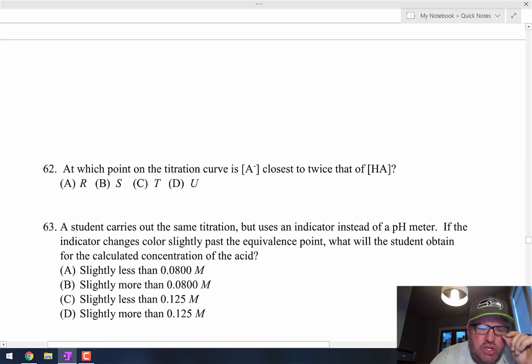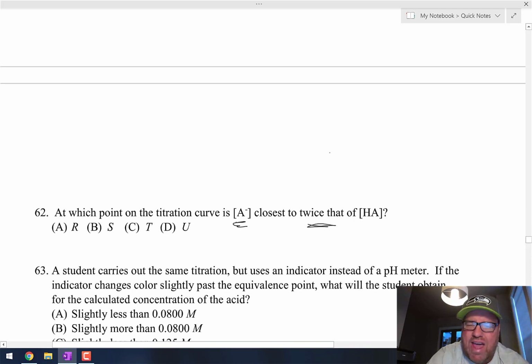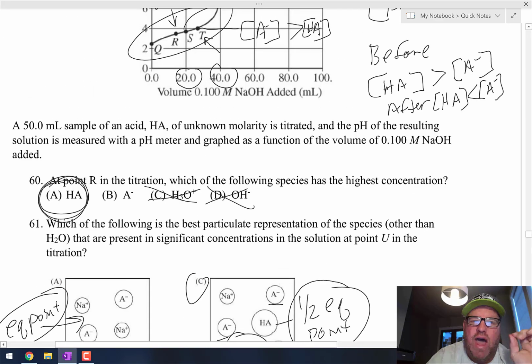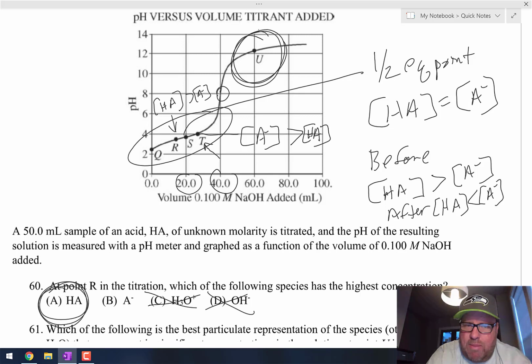And then 62, at which point on the titration curve is the concentration of A minus close to twice that of HA? And whether it's twice that or 1.5 times it, what's the only point on this graph where the concentration of A minus is greater than the concentration of HA? Okay, you might say, well, what about point U? No, there is no HA left at point U. You can't say it's twice that amount. It's a million bazillion times more than that because there is no HA left at point U.